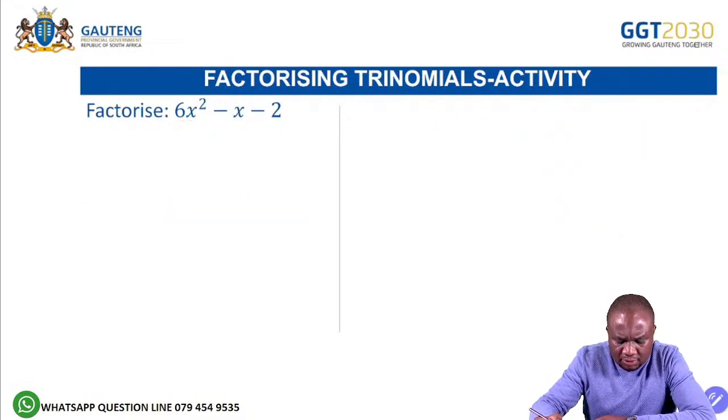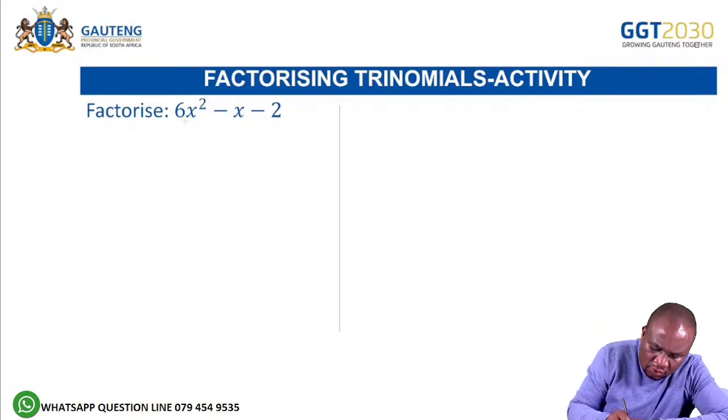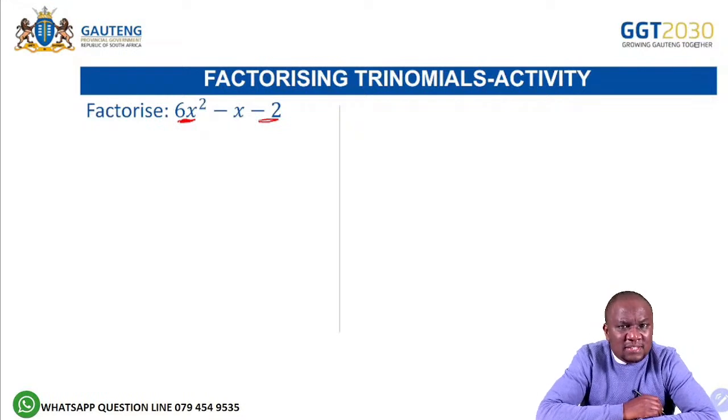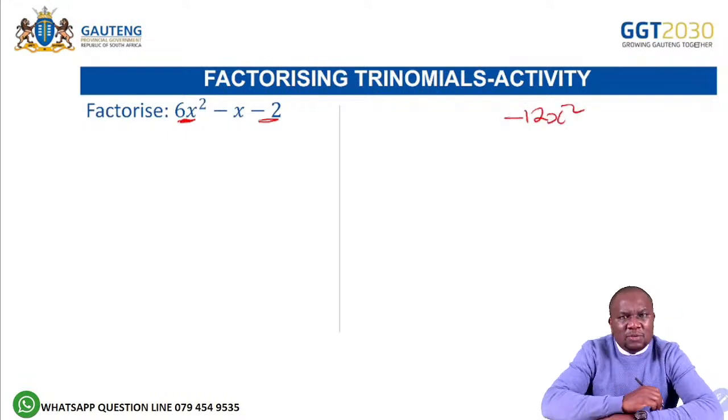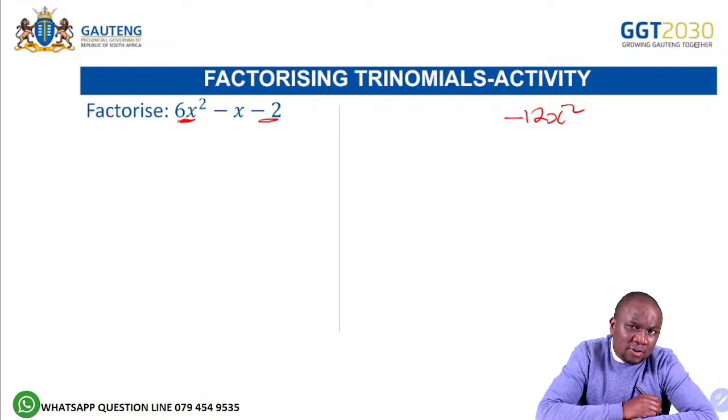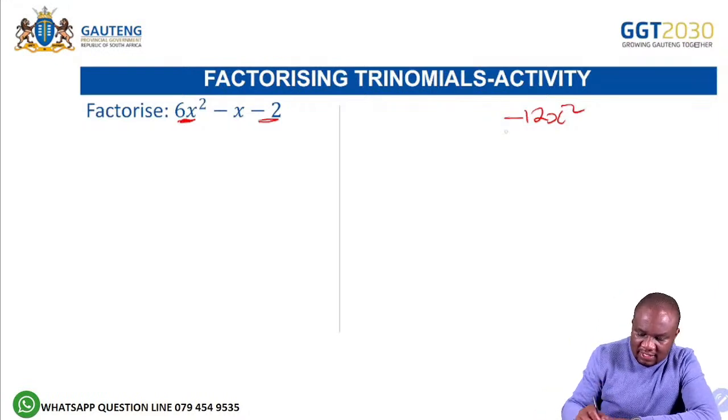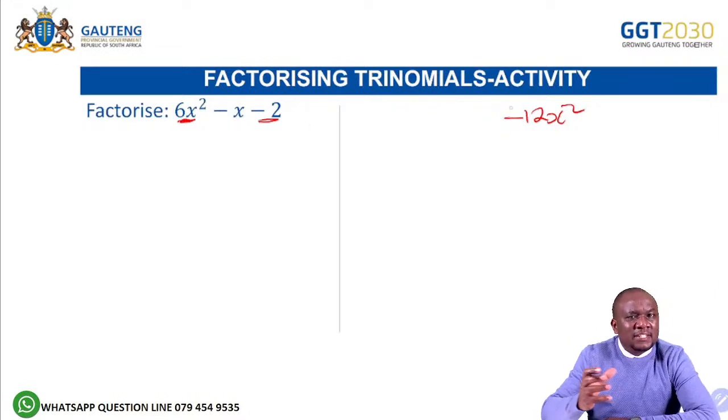The second method, what we do, we say 6x squared times negative 2. What is 6x squared times negative 2? We get negative 12x squared. And then we look for the factors of negative 12x squared. That will give us negative, so one factor must be negative, and then the other factor must be positive.